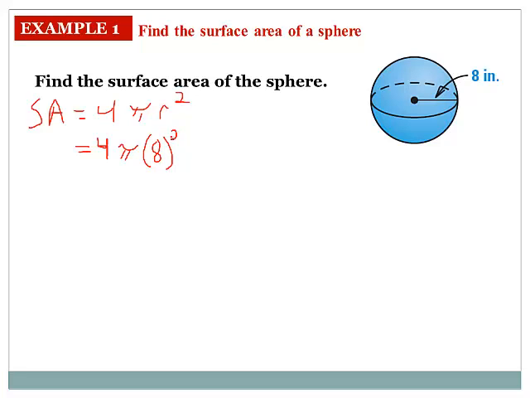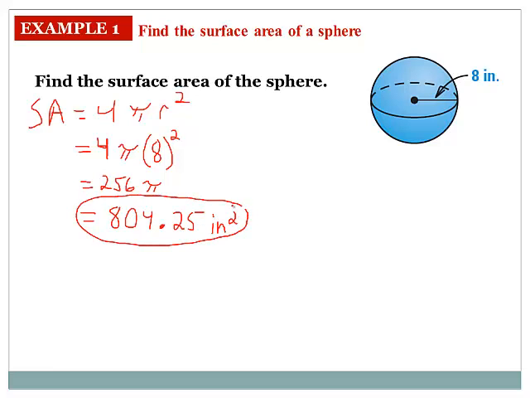So we do this. And remember, it's radius squared, so we have to square the 8. So after we simplify this, I'm going to have 256 times pi, which should be somewhere in the ballpark of 804.25, and it's surface area, so this is going to be inches squared. We're finding an area, so our units are squared.